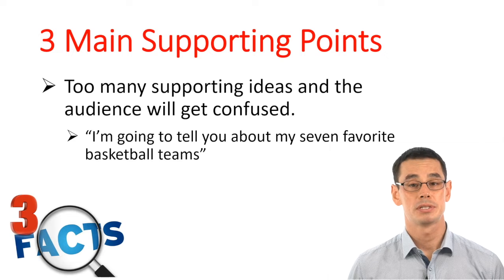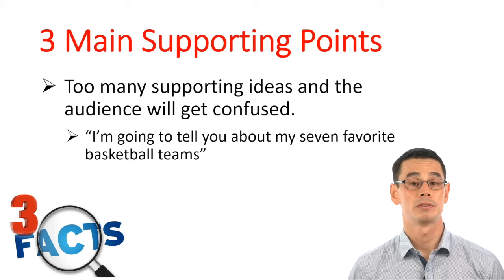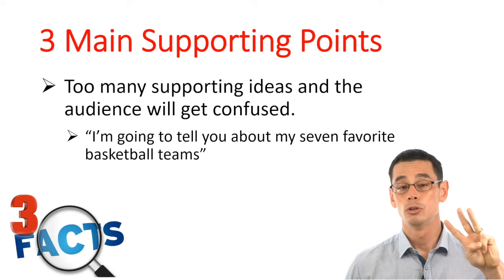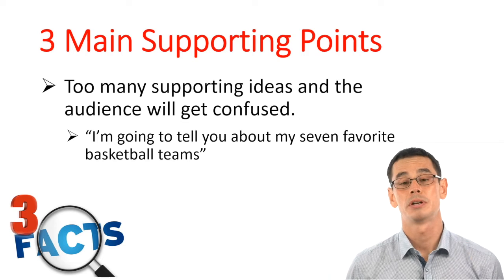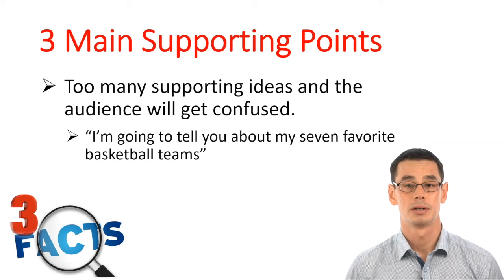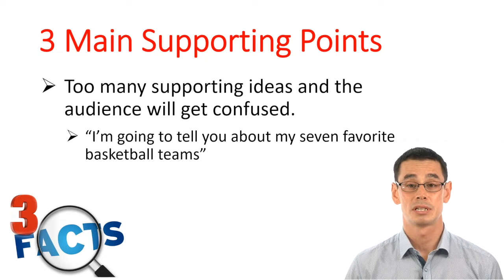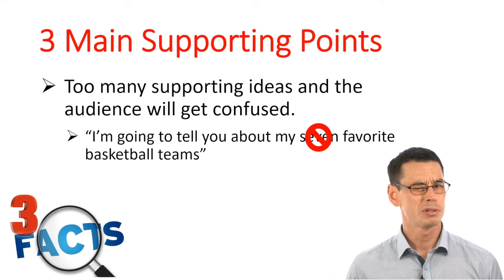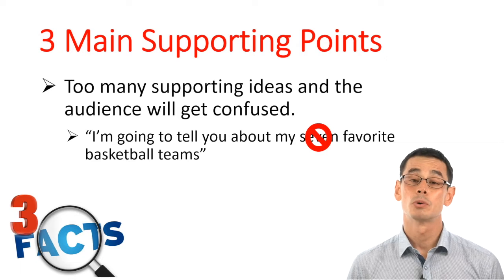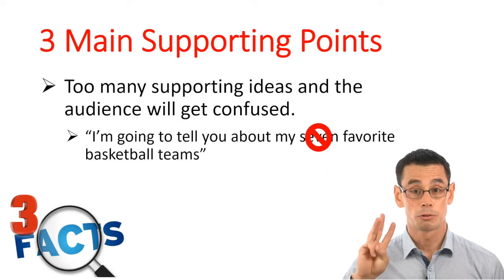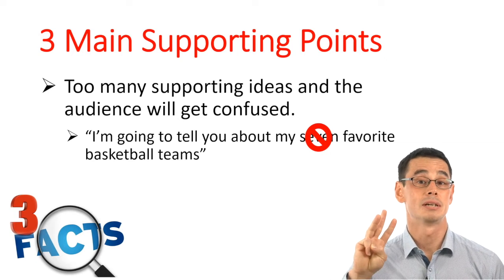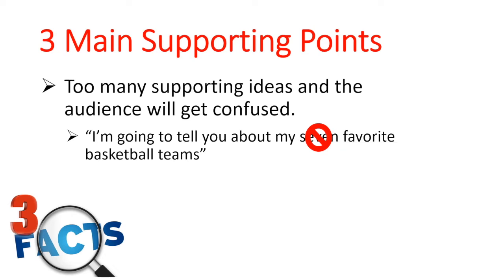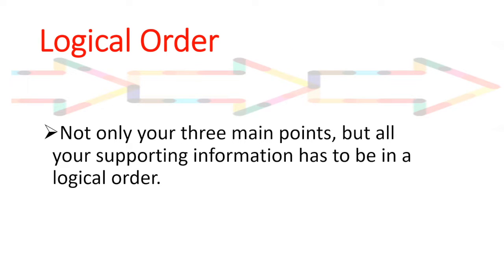However, when you make a presentation, just like in writing, we want to focus on the rule of three. Usually you want to have three main supporting details for your main topic, not seven. If you talk about your 7 favorite teams or 7 favorite players, we're going to start to get confused. So what you really want to do is focus on 3 things and then give good details supporting those 3 things. Please remember to try to put everything in a logical order.